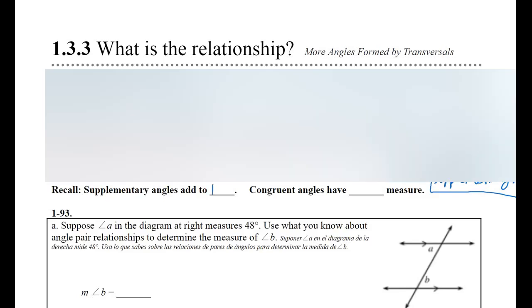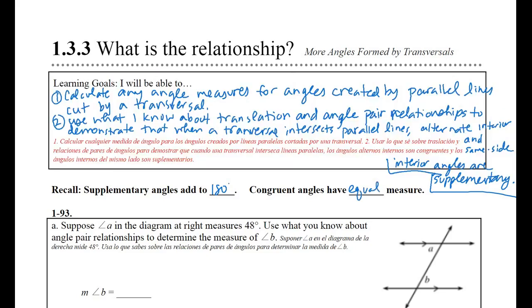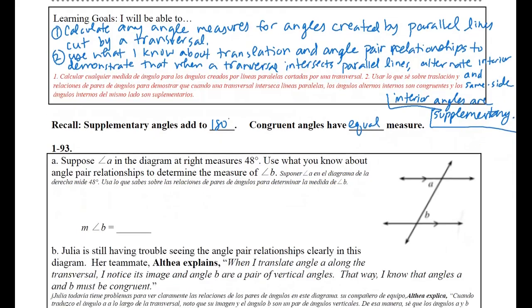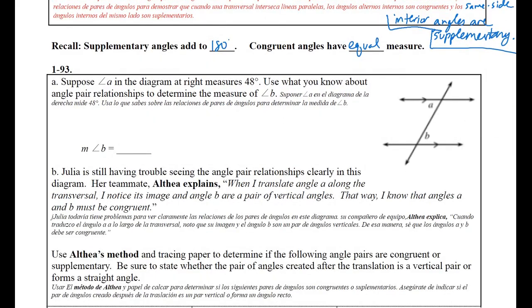180 degrees, whereas congruent angles have equal measure. Let's get started. Problem 193. Suppose angle A in the diagram at right measures 48 degrees. Use what we know about angle pair relationships to determine the measure of angle B.